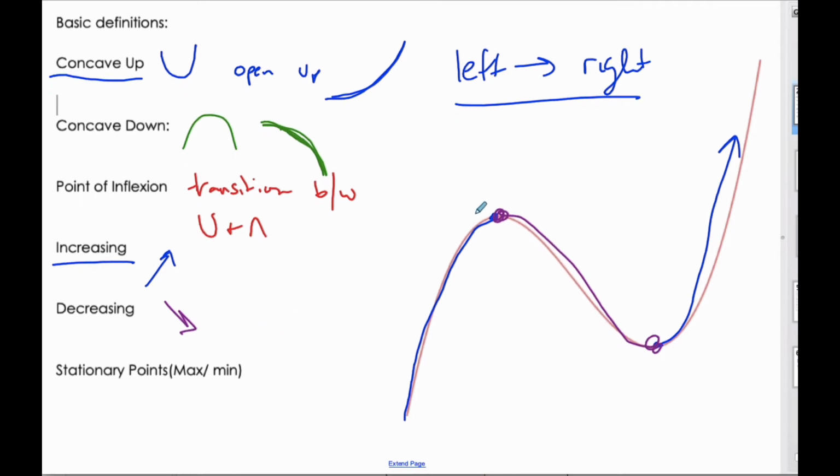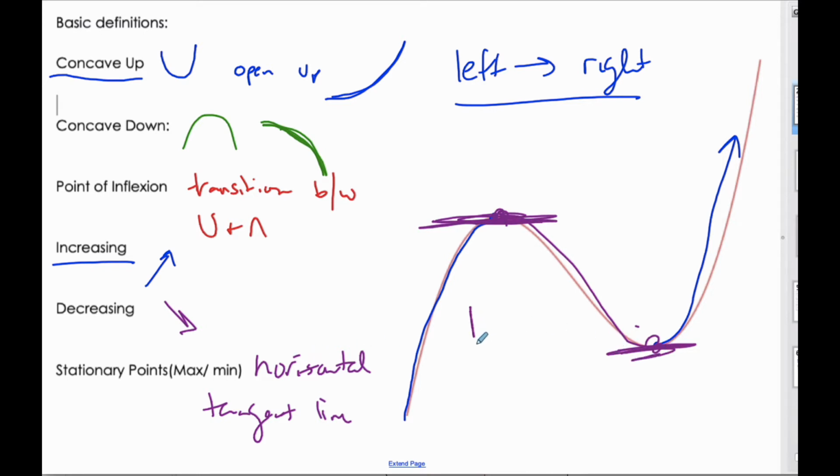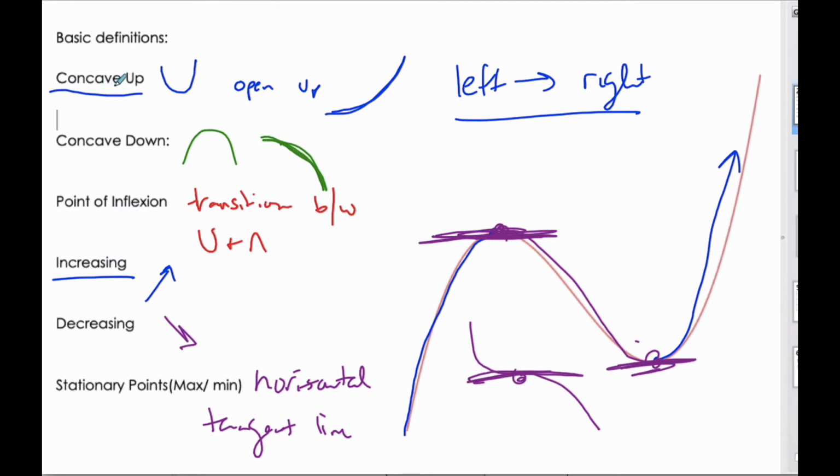The stationary points are where the derivative is 0, and they're often where there are maximums or minimums. So there's a horizontal tangent line, and it often is when there's a maximum or minimum. That's not guaranteed, because it's possible to have a scenario that goes like this, where there's a horizontal tangent line here but no maximum or minimum. So just to recap, we have concave up, concave down, points of inflection, increasing, decreasing, and stationary points.